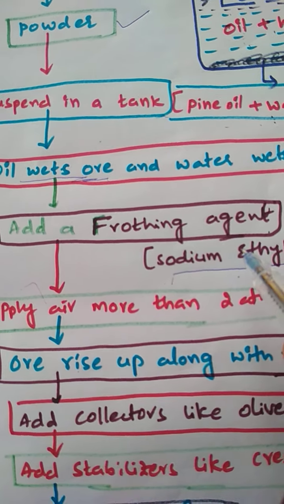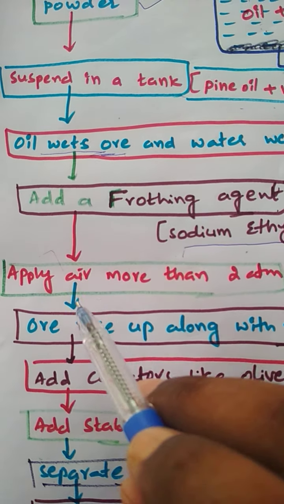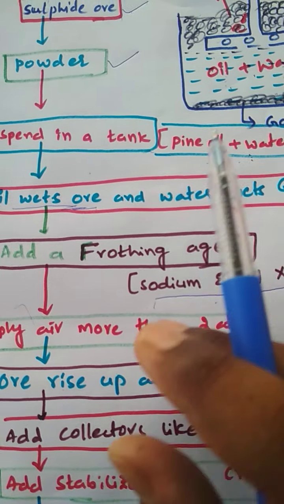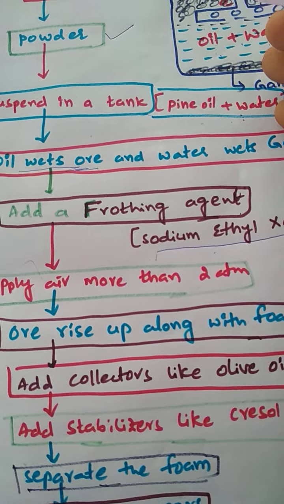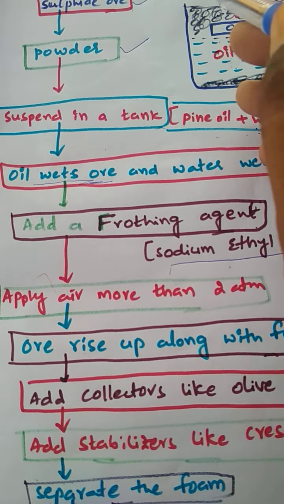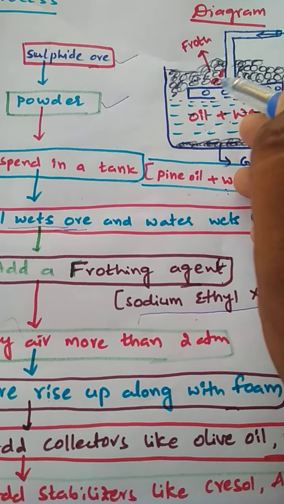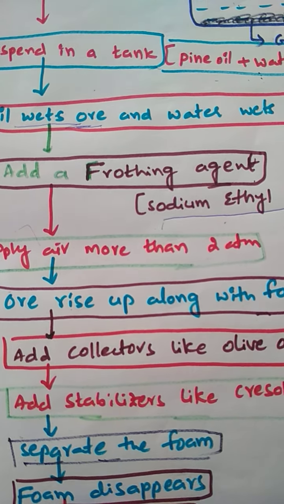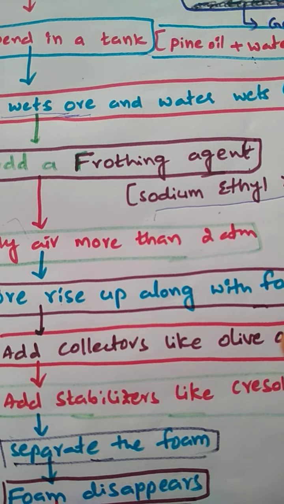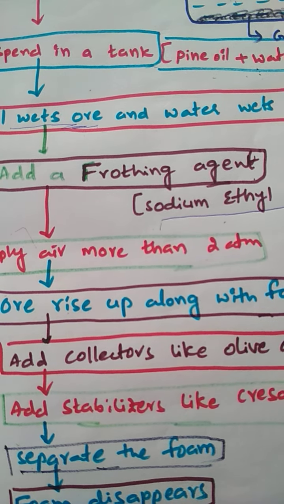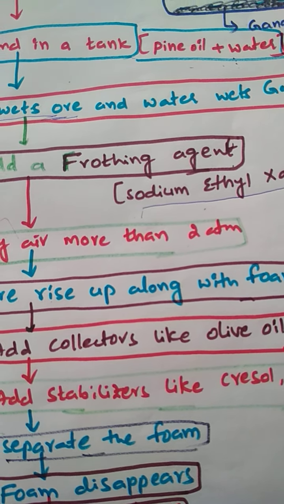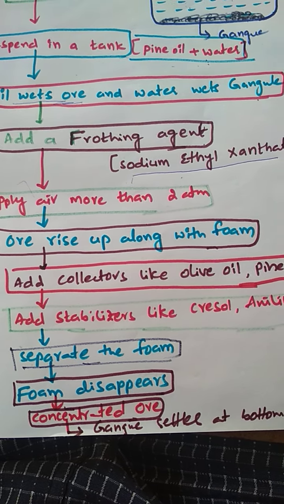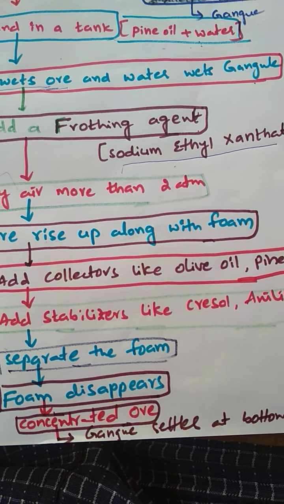It is used as a frothing agent. And to agitate the mixture, we apply air at more than 2 atmospheres through the blower. Then the ore rises up along with the foam. The ore which floats on the oil rises up along with the foam. We add collectors like olive oil or pine oil to enhance the wettability of the ore particles and collect the ore from the oil. And we add stabilizers like cresol or aniline to stabilize the froth for some time.